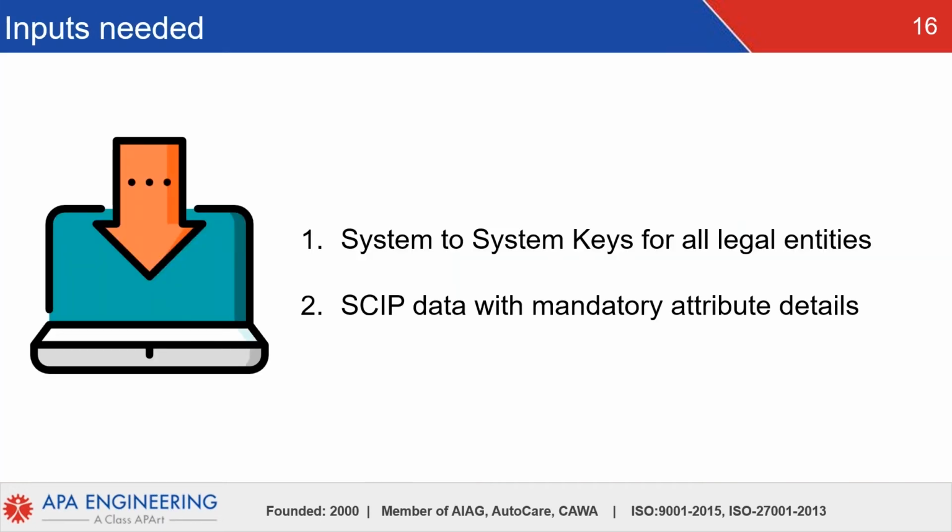So what are the inputs needed for Green Check? The fundamental inputs are system-to-system keys. So if a company is registered in ECHA for SCIP, the first person who registers the company is called the lead manager, LM, or we can call it an admin.